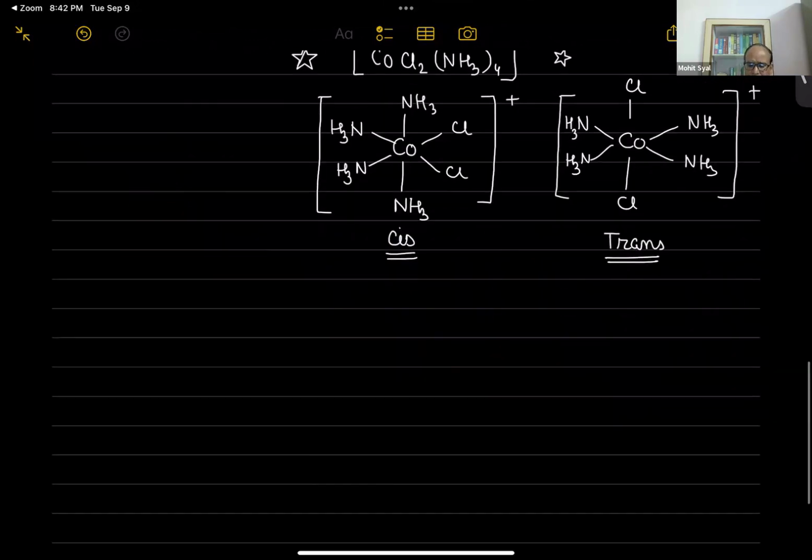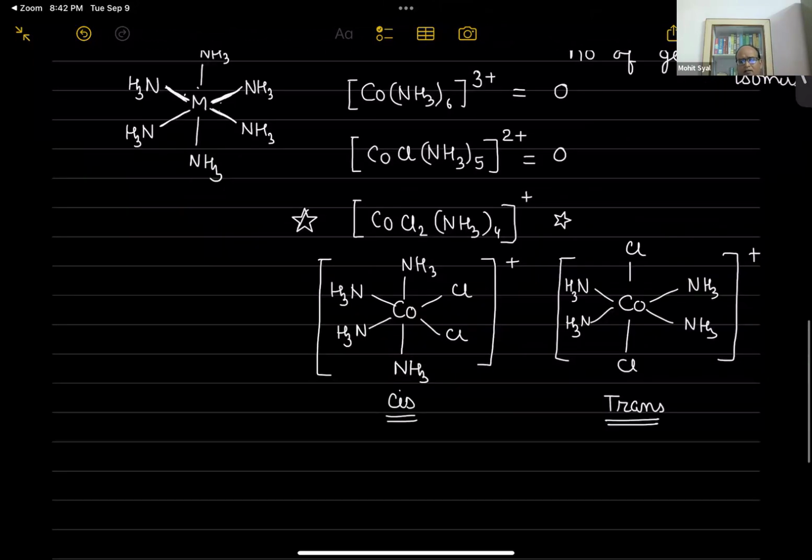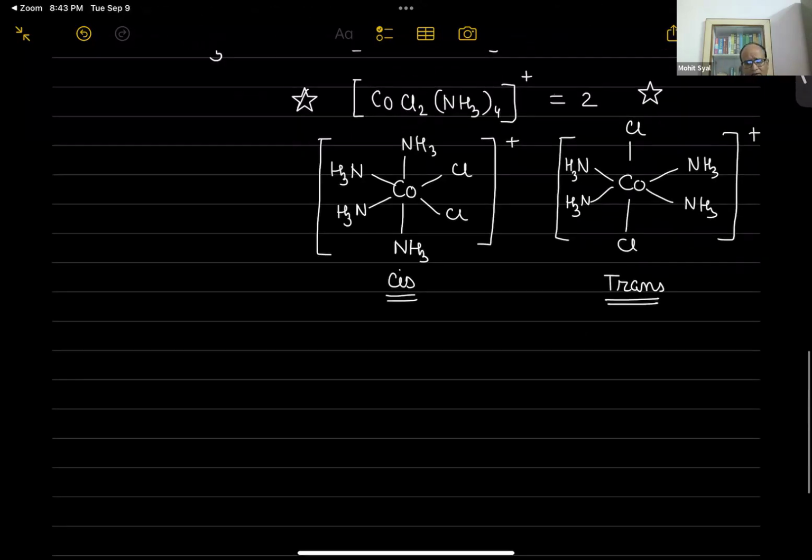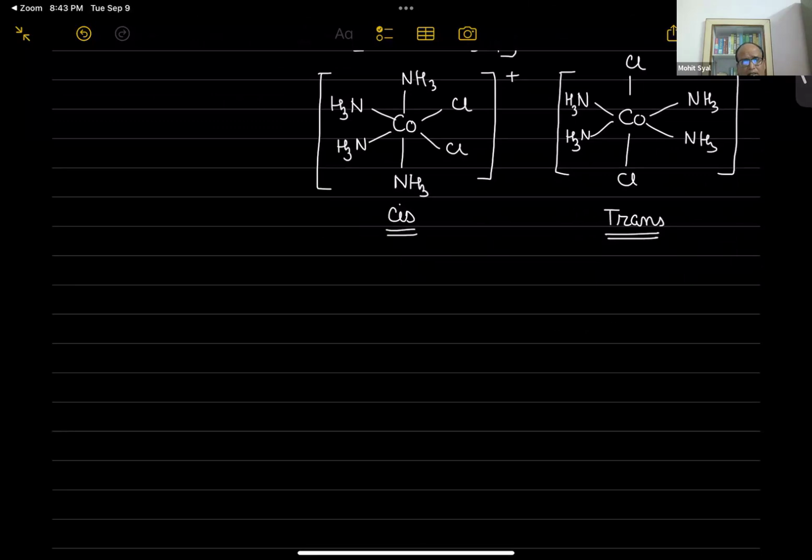Okay, now let's try with another case. Till now, I have taken two ligands. At least two ligands should be of one type and the other four different in order to exhibit geometrical isomerism, and this is going to have two geometrical isomers, cis and trans. But what will happen if you have three ligands of one kind and another three of a different kind? Can it exhibit geometrical isomerism? This is a very, very important case.